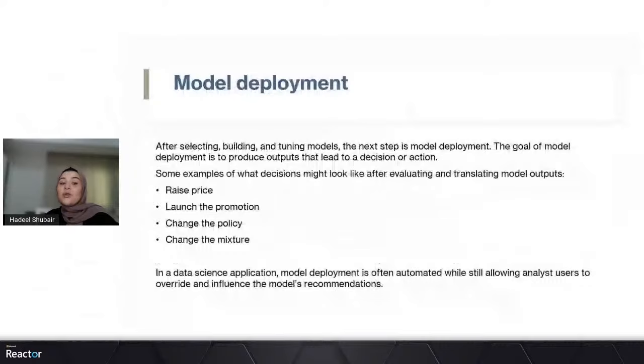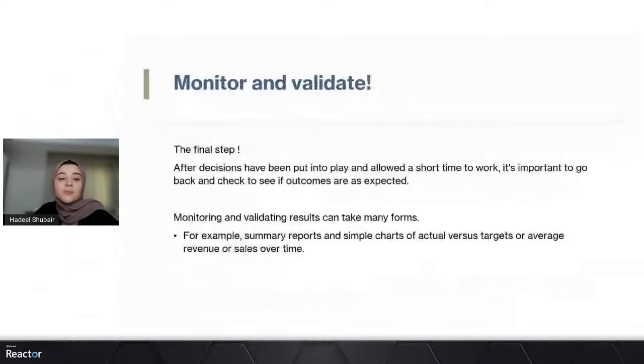Lastly, after we selected our model, we built it and we tuned it, we want to deploy our model and get it into production to help us lead to the decision or the action that we want. So some examples of what model deployment can look like, for example, is by the end of all that analysis, you decide that you want to raise your price, you decide that you want to open a new branch, you want to launch a promotion and such. So this is obviously where model deployment comes into play. It helps you take the next step towards what the next decision is.